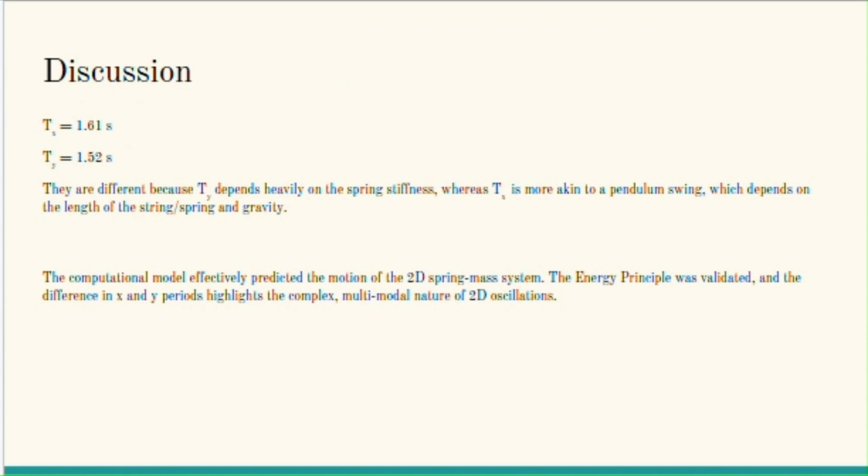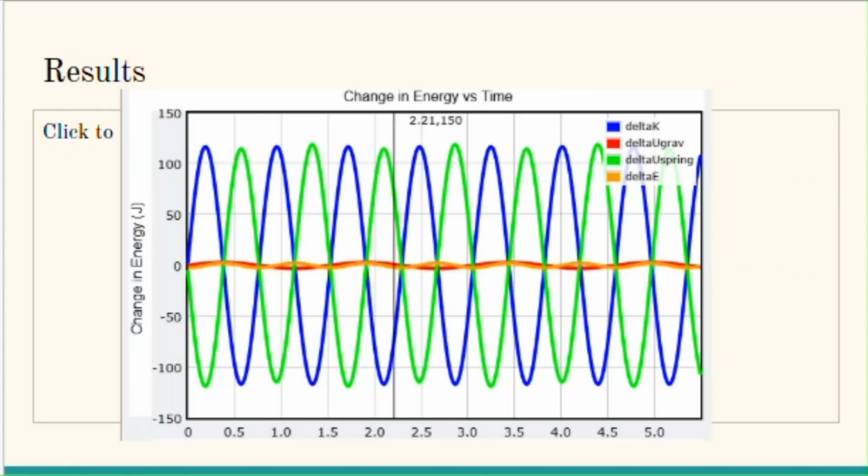Now to address the "what does it mean" question. First, is the energy principle satisfied? Yes, as seen in the energy plot on screen. The orange line represents the change in total energy. It remains pretty much flat at zero throughout the entire runtime. The kinetic energy, gravitational potential, and spring potential energies oscillate violently, but are simply exchanging energy back and forth seamlessly.